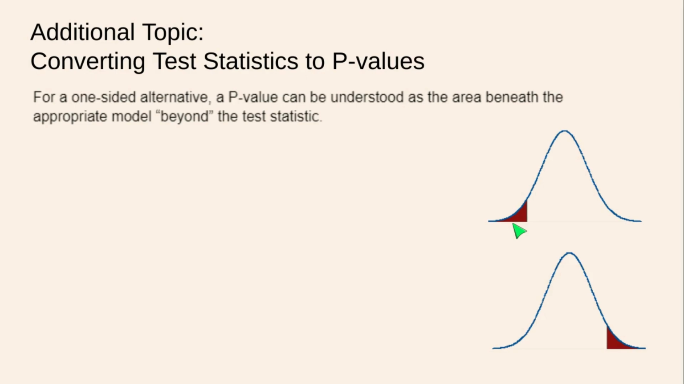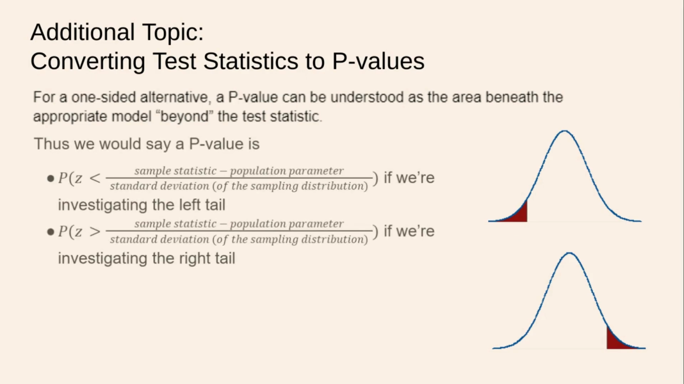extreme than ours, okay? So thus we would say a p-value is the probability that z, that is my test statistic, is less than sample statistic minus population parameter over the standard deviation of the sampling distribution if we are investigating the left tail. So the p-value is the odds of getting a test statistic that is below the test statistic that we come up with. See the last slide for how to do that.